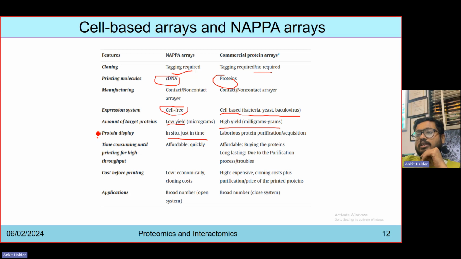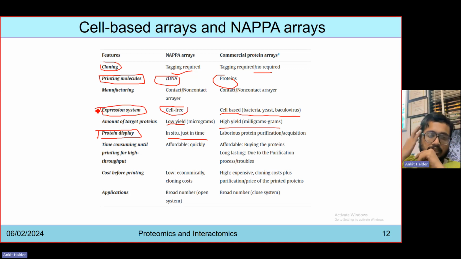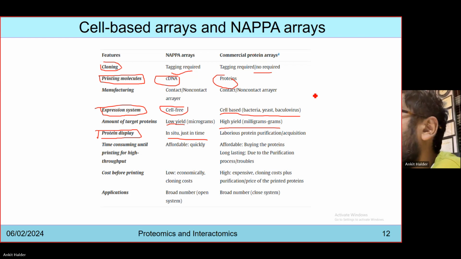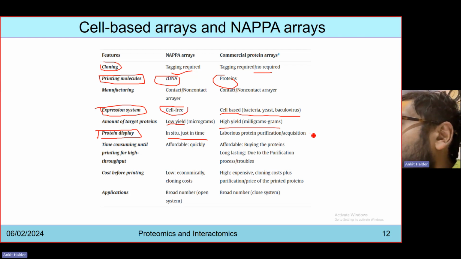These are some of the important things to consider, which I'll mark: the printing molecules, the cloning, the expression systems. These are the things we should keep in mind when talking about cell-free assays and cell-based assays. Then there is laborious protein purification and acquisition, which is one of the major challenges.